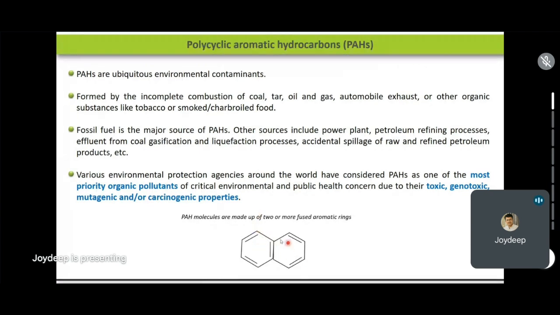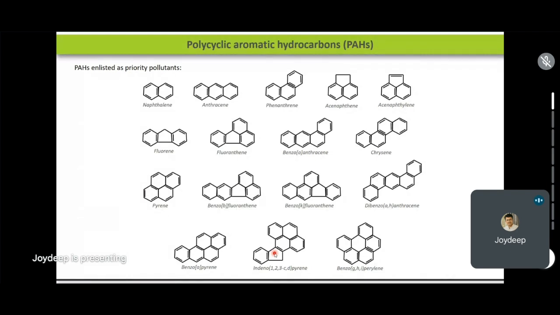But when the rings are fused, as you can see here, so that the aromaticity can circulate, the electrons can circulate among the rings. So they are called polycyclic aromatic hydrocarbons, and they are far more stable. So these are some of the 16 priority pollutants which are very toxic for us. Some of them have been classified as carcinogenic for us as well.